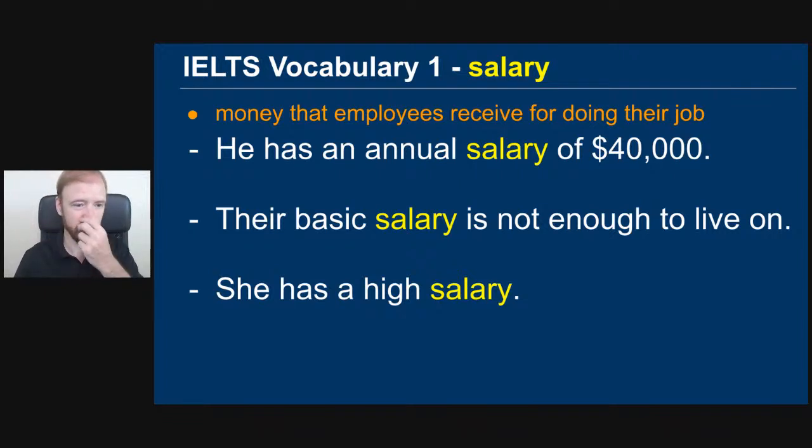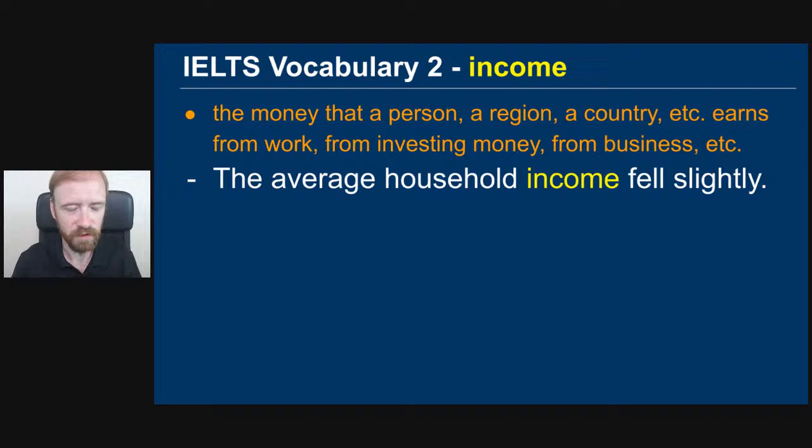All right, let's move on to the next word. Remember these words. I'm going to check them later with our test. Let's move on to income. Let's look at the orange part. The money that a person, a region, a country, etc., earns from work, from investing, money from business. Okay, so it is similar to salary, but it means so much more.